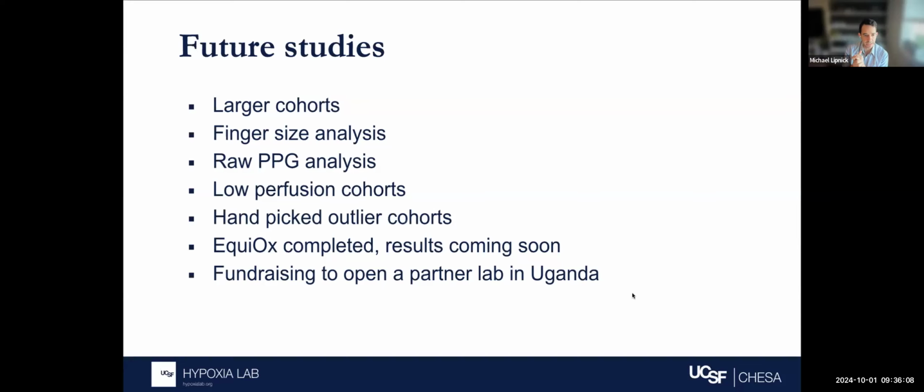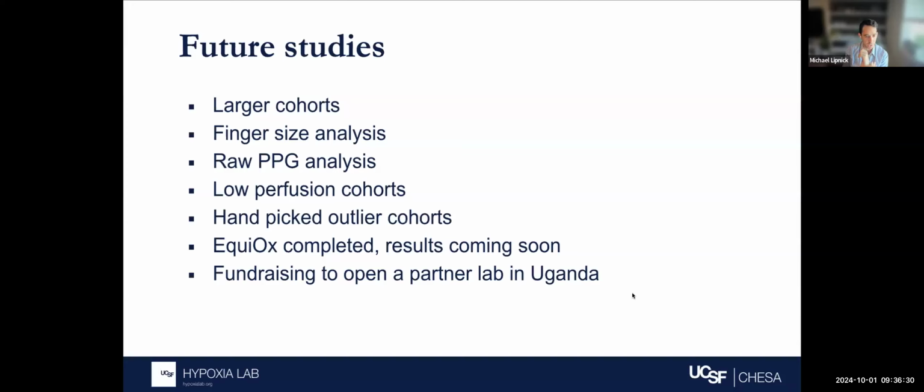We did measure finger size and other physical characteristics of the patients, BMI, et cetera. So we're going to be trying to add these other variables into the analysis to look for effects. We collected raw pleth using a custom-made device that we have on the website, with instructions for how we did that and how we collected those data.